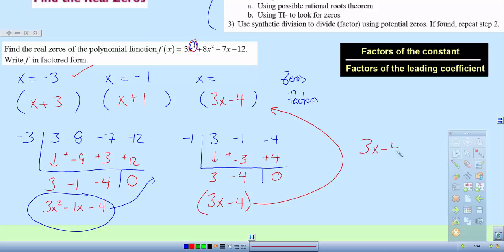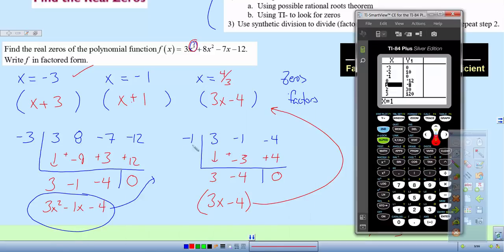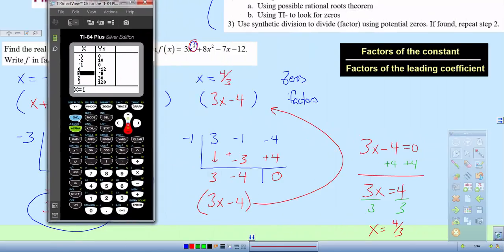Remember, you take your factor and set it equal to 0. We add 4 to both sides, so I get 3x equals 4. I divide by 3, and I get x equals 4/3. If you remember on your calculator, 4 divided by 3 is 1.3333. Let's look at our graph. That makes sense because it's right past 1 and in between 1 and 2. So 1.33 would be a good number.